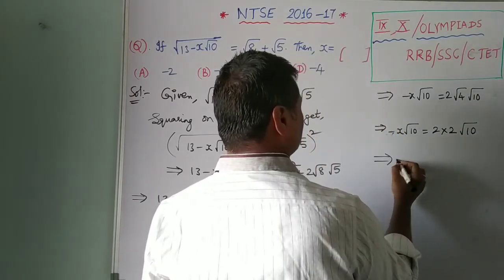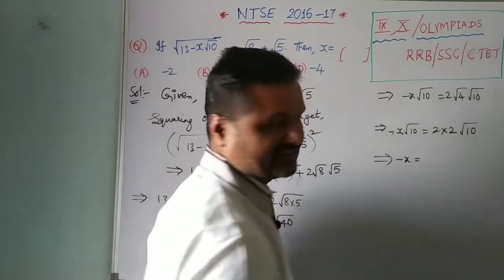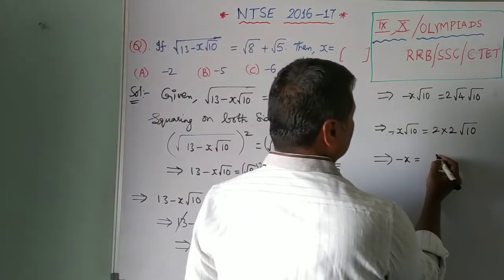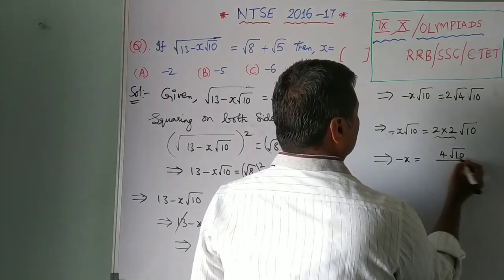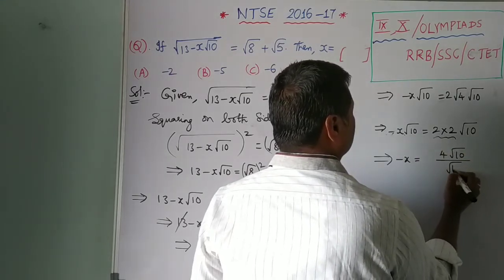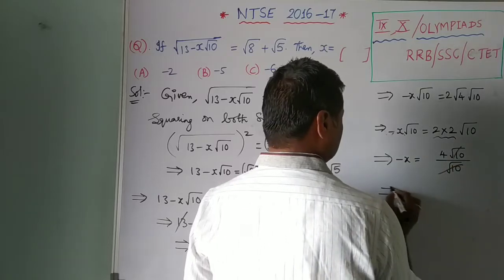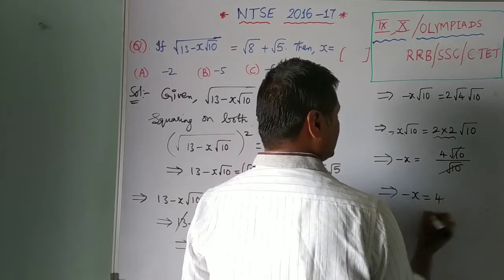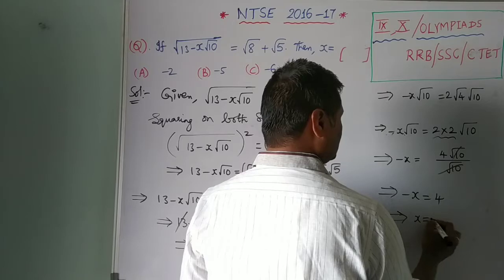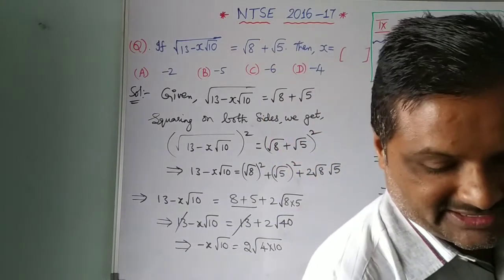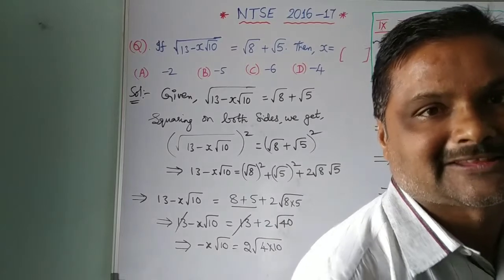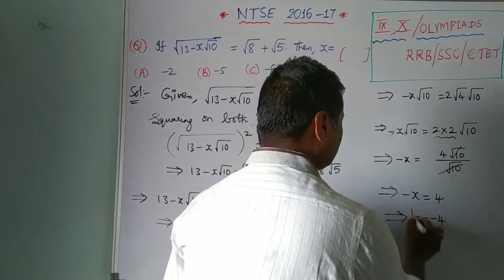Since the operation is multiplication, I can go through it. Minus x is equal to 2 into 2, this is nothing but 4 root 10. So again here root 10 gets cancelled. So minus x is equal to 4, which implies x is equal to minus 4. So in this way we can get the value of x, nothing but minus 4.